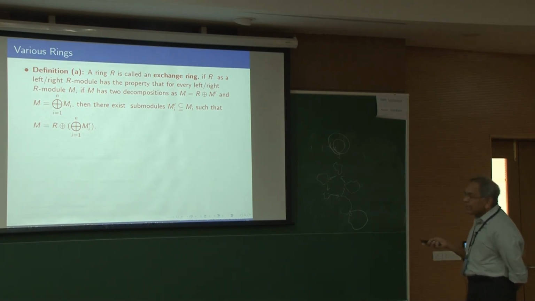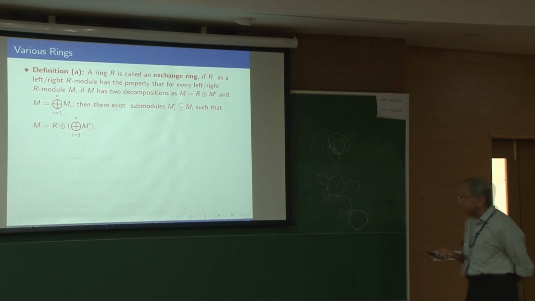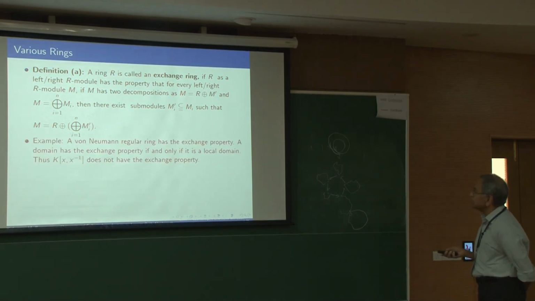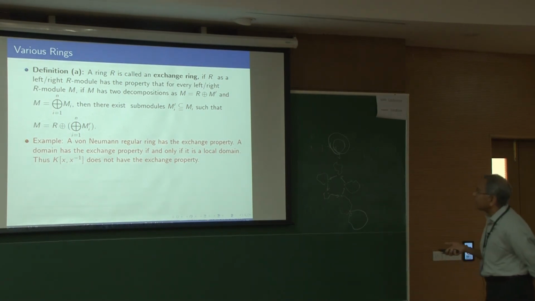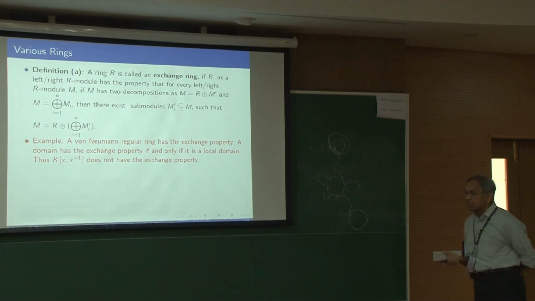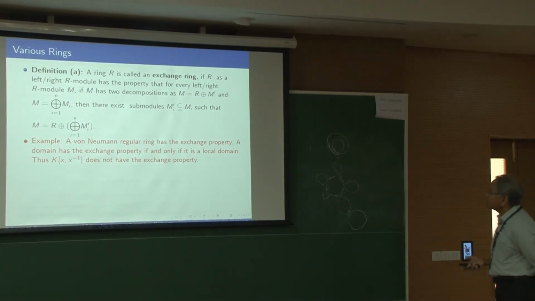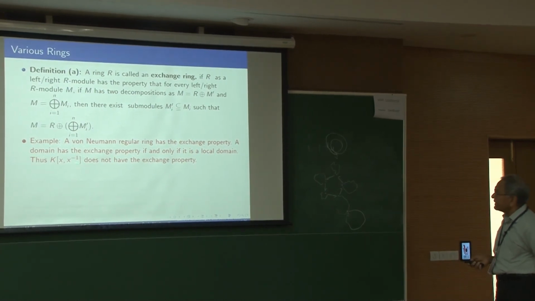So that is the exchange property. There are equivalent conditions of the exchange property, element-wise conditions, but I'm not going to go into that. I just want to recognize some easy examples. Any von Neumann regular ring has the exchange property, and an integral domain has the exchange property exactly when it's a local domain. So in particular, for instance, our friend K[x, x inverse] does not have the exchange property, because it's an integral domain, a principal ideal domain, but not a local domain.